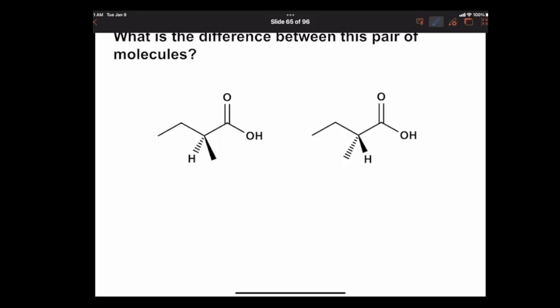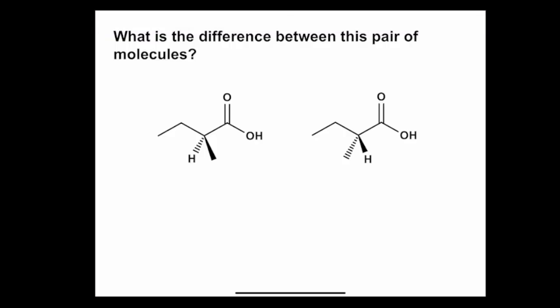Okay, now if you look at these 2, what's the difference between this pair of molecules? Do they have stereocenters? Yes? Oh, I was going to say on one, the hydrogen is going into the page, on the other, out. Exactly. The name would be similar, right? They're both what kind of a molecule? They're both longest carbon chain, 1, 2, 3, 4. They're both butanoic acids. They're both methyl butanoic acids.